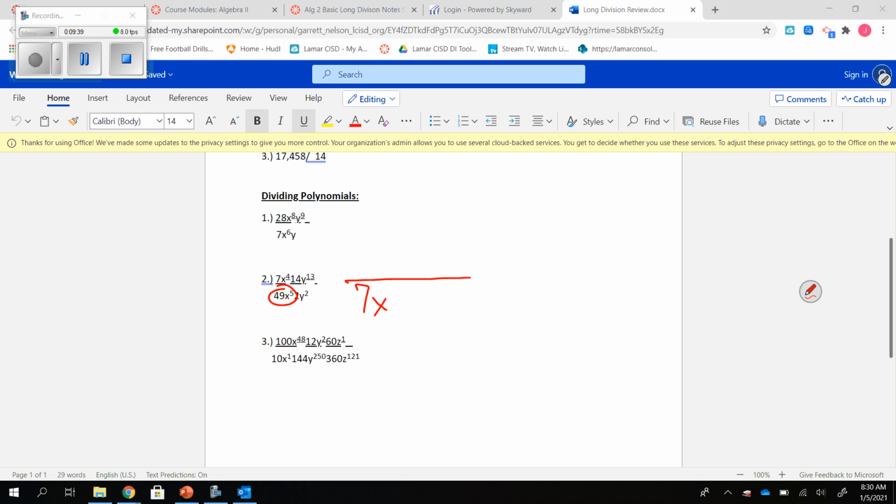All right? So the first part is done. Now we need to look at the y's. 14y to the 13th divided by 2y to the 2nd. We see the bigger number is on top, so 14 divided by 2 is 7y. Y to the 13th minus y to the 2nd is y to the 11th. All right, and now from here, we just divided. Now we just need to simplify.